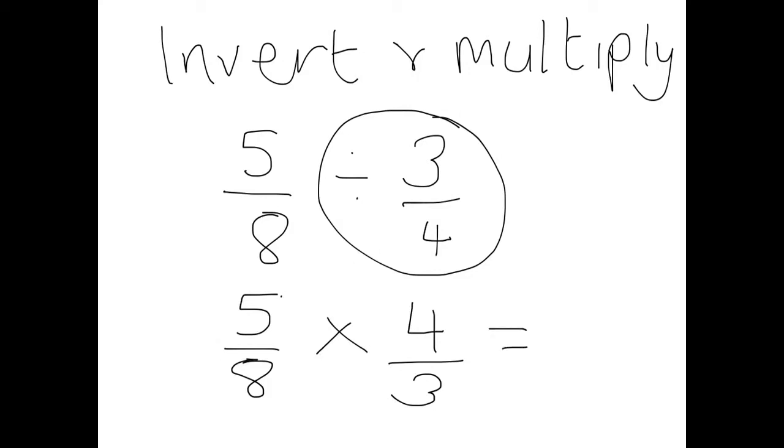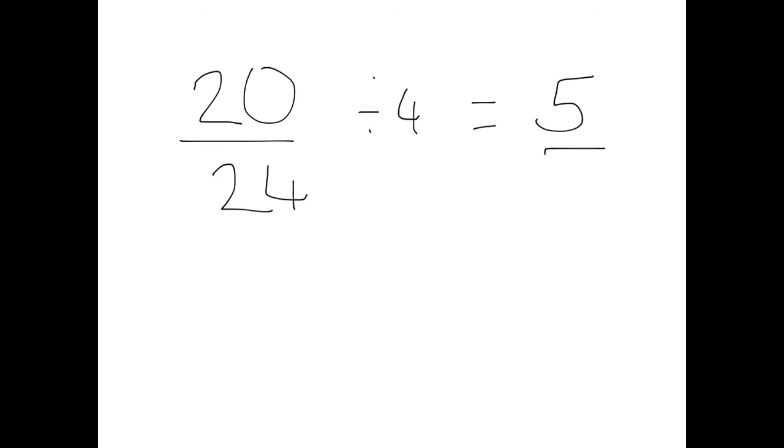Okay, 5 4s, Kaelin, 20, and 8 3s are 24. Can we simplify 20 over 24 any more? What goes into both of them? 4. Okay, let's divide both of them by 4. And what do we get? 5 over 6. And that's our answer. We have nothing else to do.